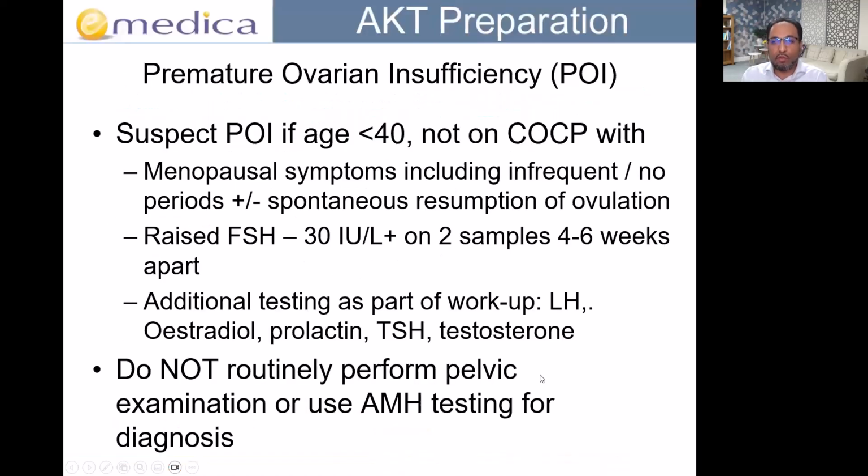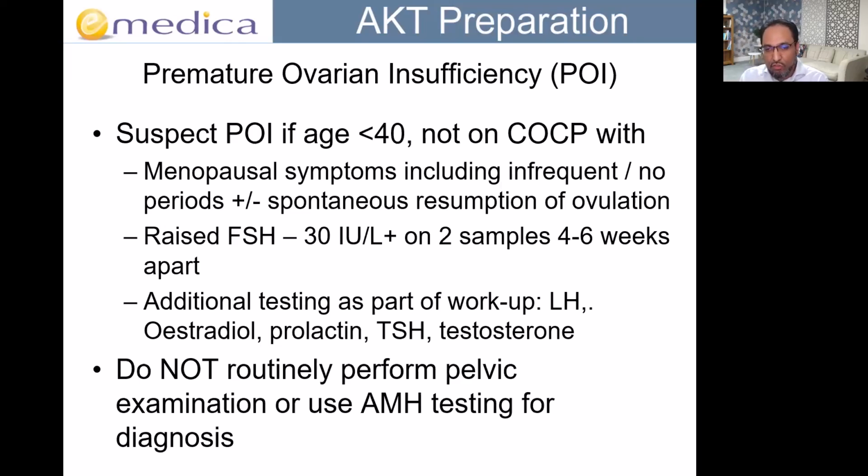So when to suspect premature ovarian insufficiency? Someone under 40, they're not on the combined pill, and they've got menopausal type symptoms. So that could be erratic or irregular periods, or they have periods where it stops, then it restarts. They may or may not also have some of the menopausal symptoms. So that could be mood changes, that could be things like hot flushes, night sweats.